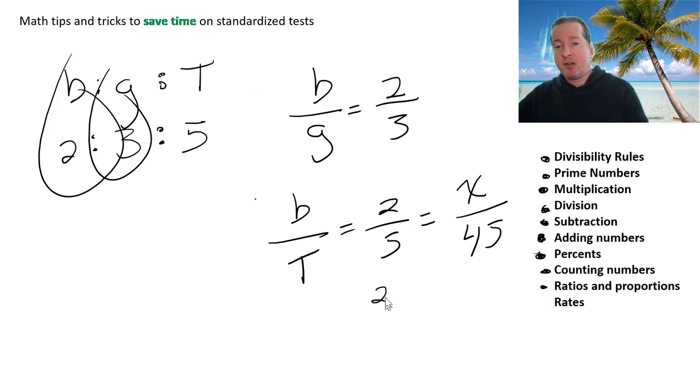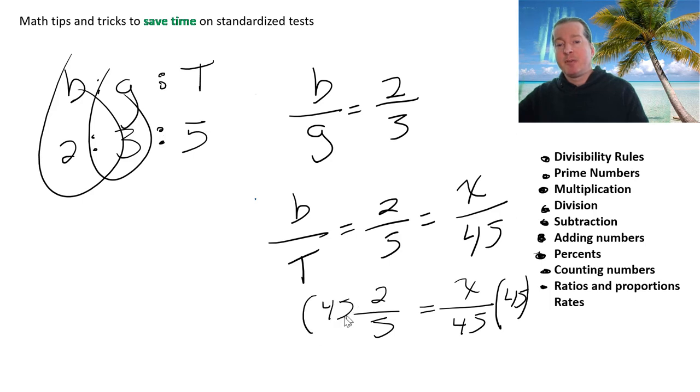So here, let me write this again. 2/5 equals x over 45. You would just multiply both sides by 45 and simplify. But that's taking a while, right? Here's a much quicker way to do it.